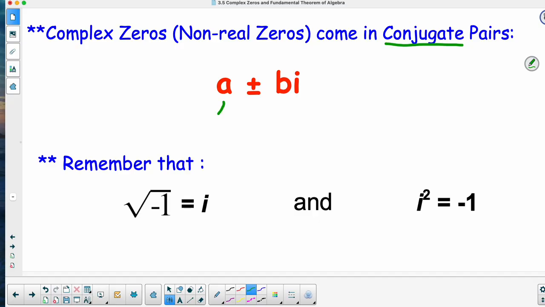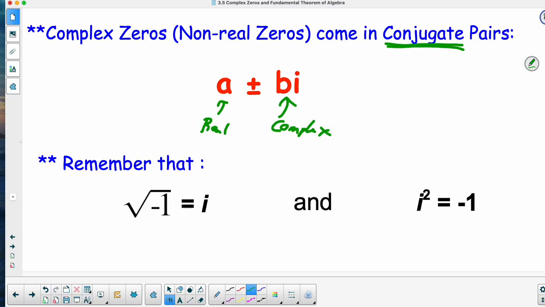They refer to this first part as the real part. This is the complex part. And normally we write them as the real part plus or minus the complex part. Notice it's always a plus and minus the imaginary part, bi, is how we write this. And that's the pair. That's what's called the conjugate pair. A conjugate is the same thing, but just a different sign in between them.